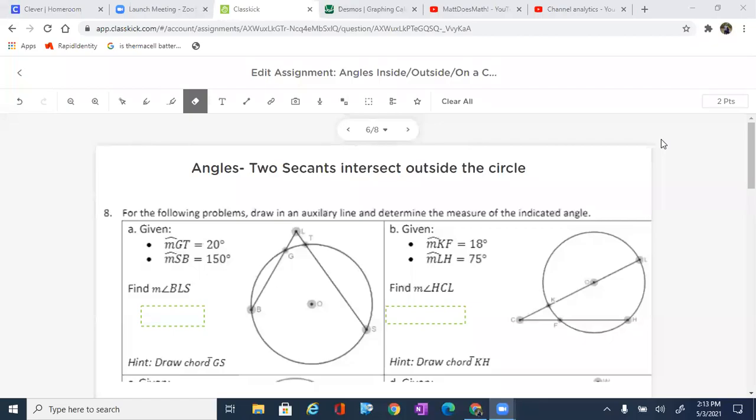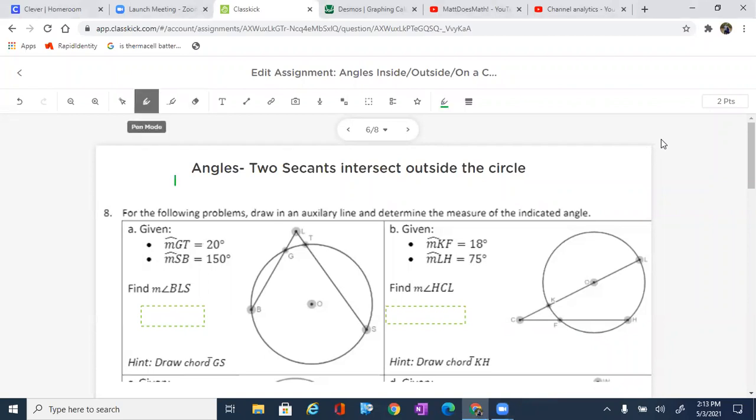All right, here's the last one of the angles of circle, and this has to do with two secants that intersect outside of a circle. Now remember, a secant is a line that intersects the circle twice, like a chord does. However, this time we're going to be focusing on them intersecting outside of the circle. And it's a real nice, easy formula.